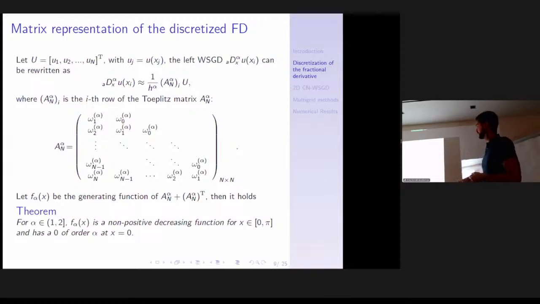Here is a matrix representation of the left discretized fractional derivative operator. The right one is the same thing transposed. So the sum between the two matrices is symmetric. The symbol is a real function which is non-positive and has a unique zero at x equal to 0 for alpha. We use the latter.